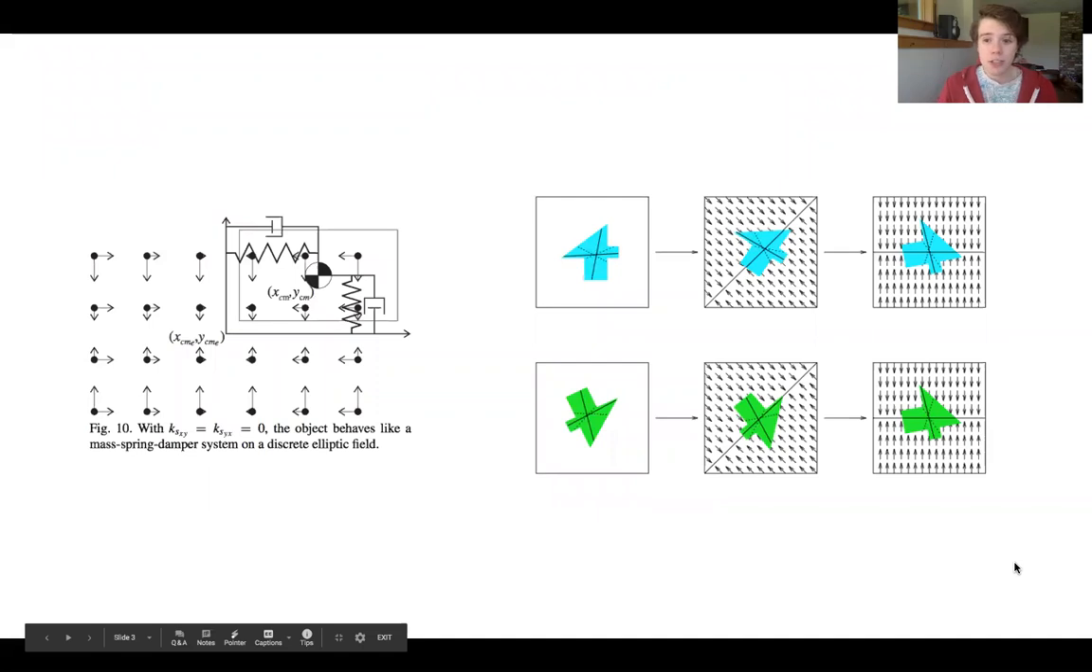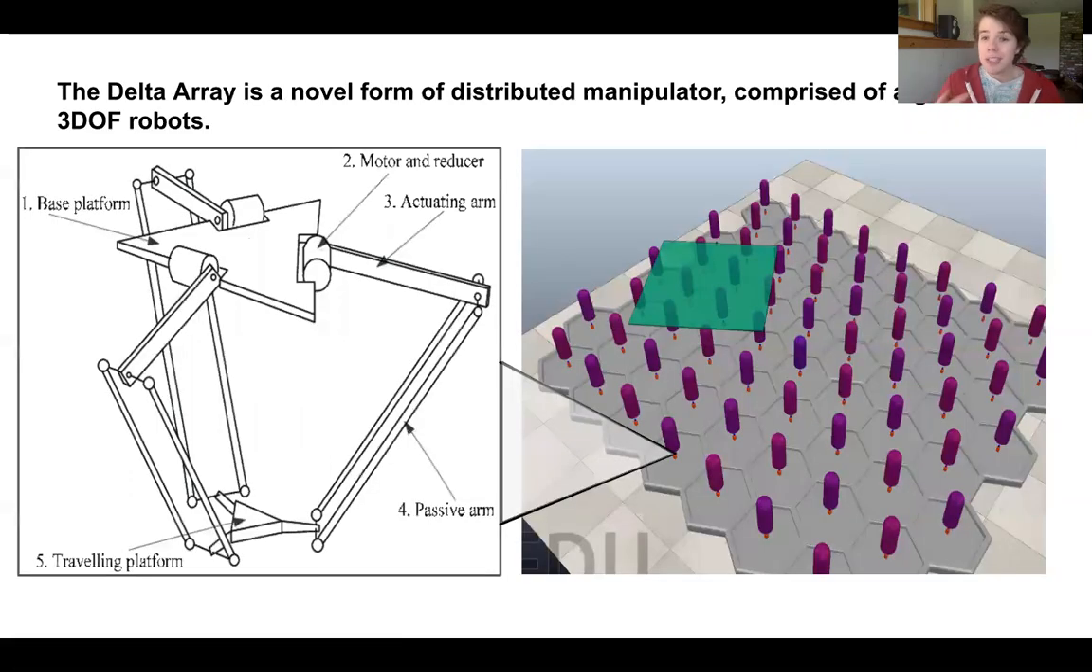A lot of the manipulation tasks these kinds of tools perform tend to be non-prehensile, which means these manipulation policies are heavily dependent on both the hardware that you're using and the dynamics of the object that you're trying to manipulate. Specifically this summer, I worked on a novel form of distributed manipulator called a delta array, which is a grid of these delta robots like you see on the left here.